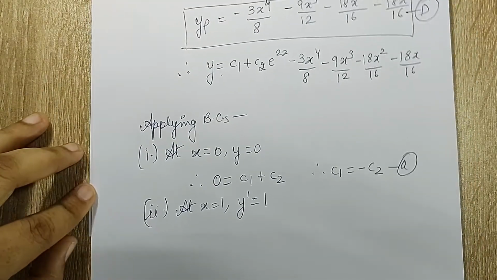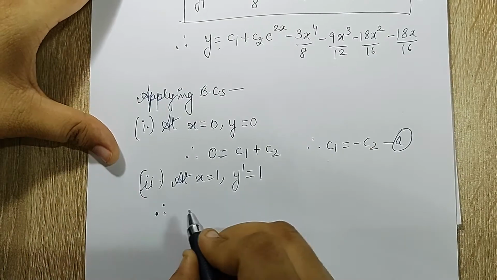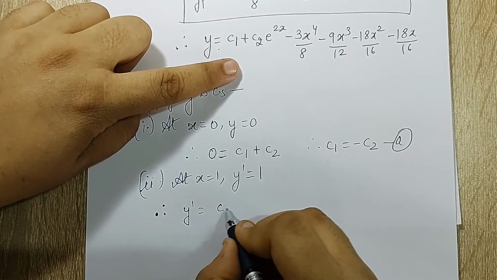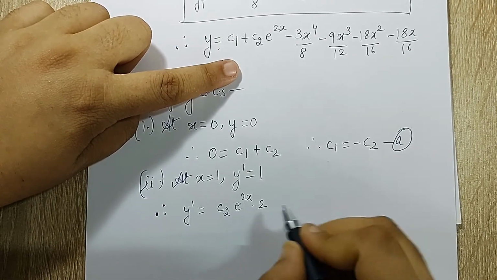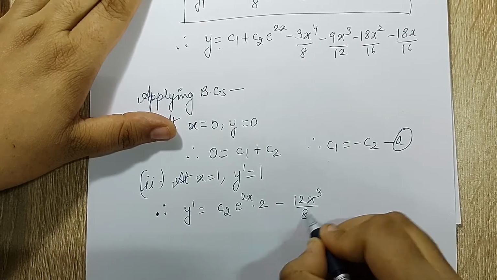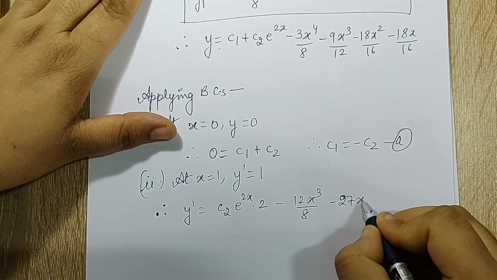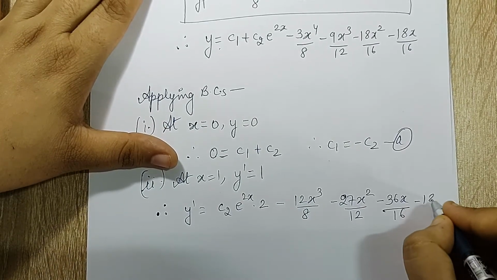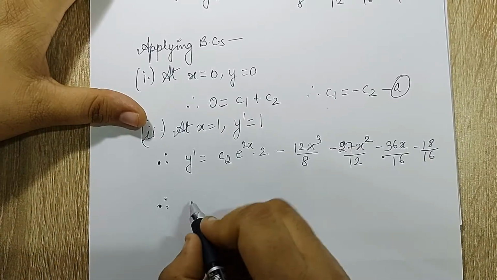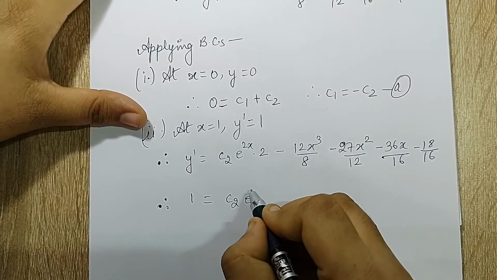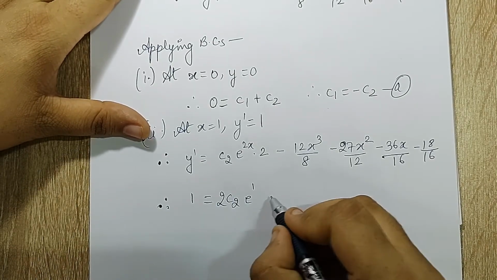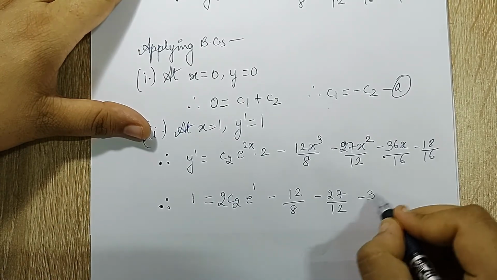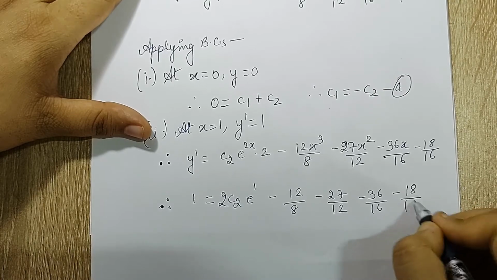So I need to find the derivative of this equation y again. So I get therefore y dash is equal to, this will be 0, C2 e raised to 2x into 2 minus 12x cube upon 8 minus 27x square upon 12 minus 36x upon 16 and minus 18 upon 16. So therefore 1 is equal to C2 e raised to 1, this is into 2, minus 12 upon 8 minus 27 upon 12 minus 36 upon 16 and minus 18 upon 16.